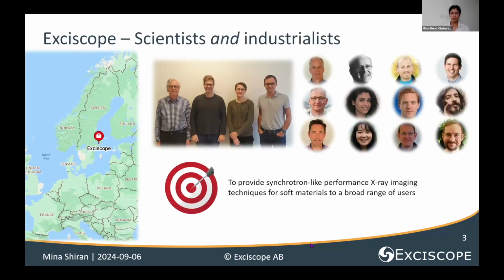So we are a company located in Stockholm. The idea derived from a PhD thesis from KTH University, and we are now scientists and industrialists following the same goal, that is providing synchrotron-like performance X-ray imaging techniques, especially for soft materials, to a broader range of users. So hopefully people don't need to wait 6 months for receiving a time.